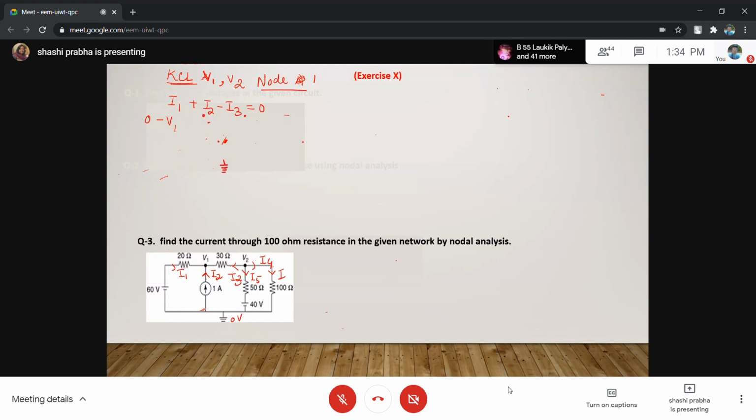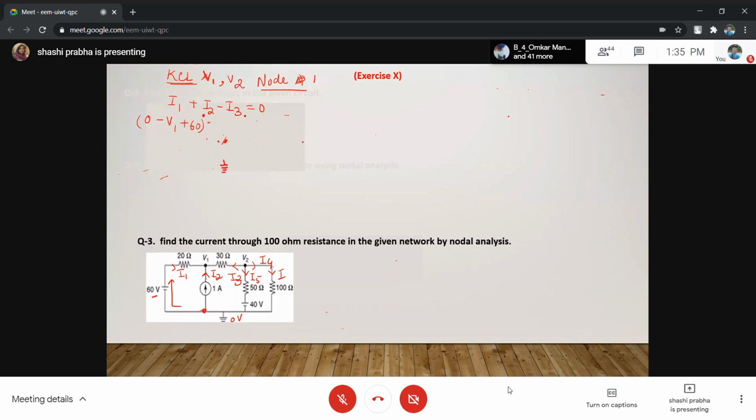When you start from this point to this point along this branch, don't you find that there is 60 volt in between on the way? We are going this way, and on this way do you find that 60 volt is positive? So we will add this 60 here.